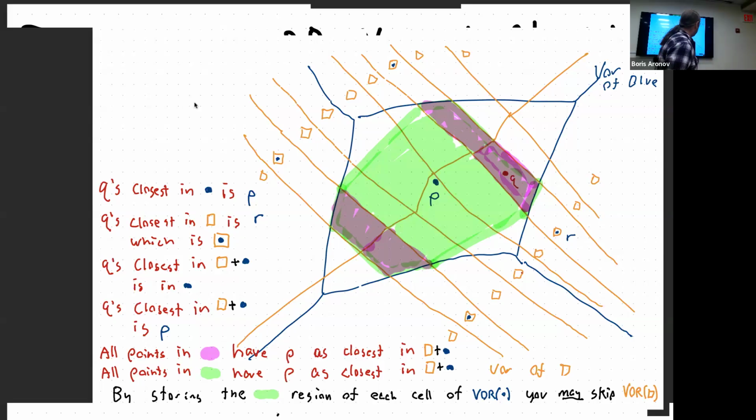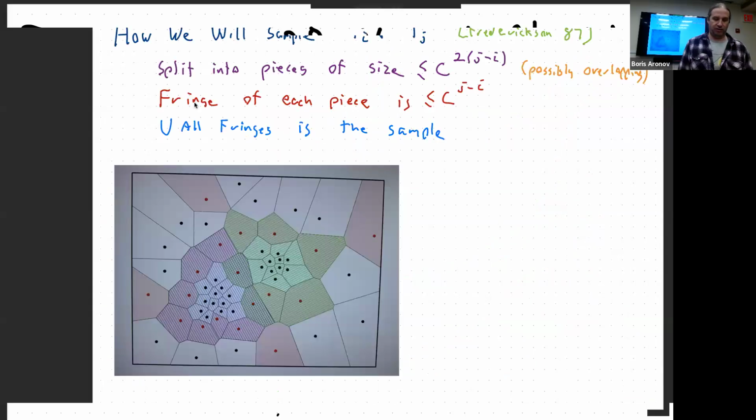Okay, so we need to be able to compute this. Computing it isn't that hard, but really what we want to do is test whether or not a given query point is in this region or not. This region could be quite complex, which means testing it could be bad. So we need a little more work.